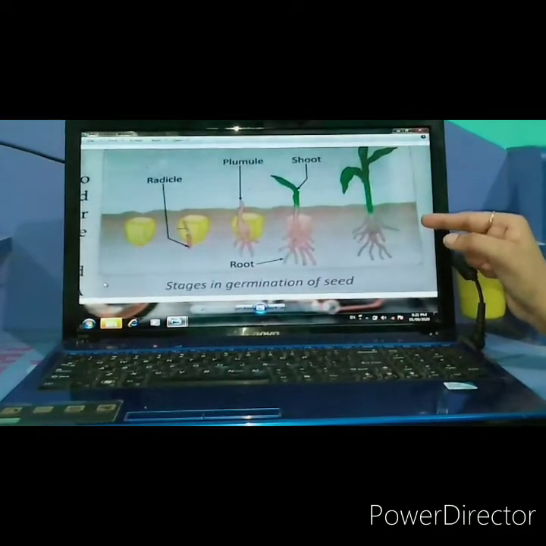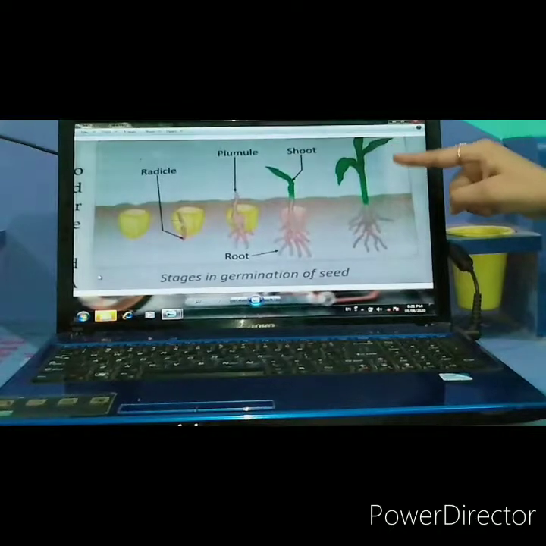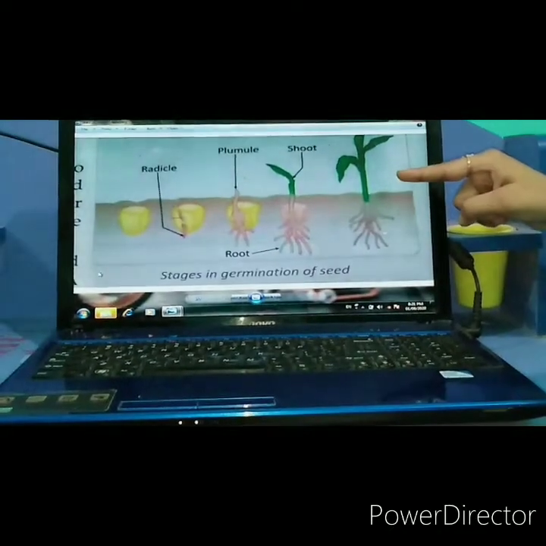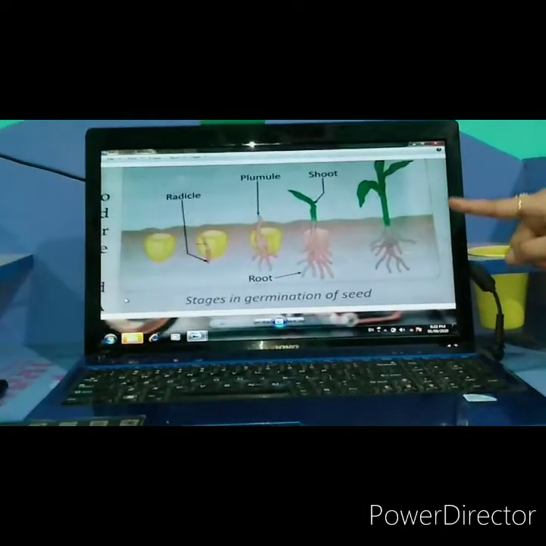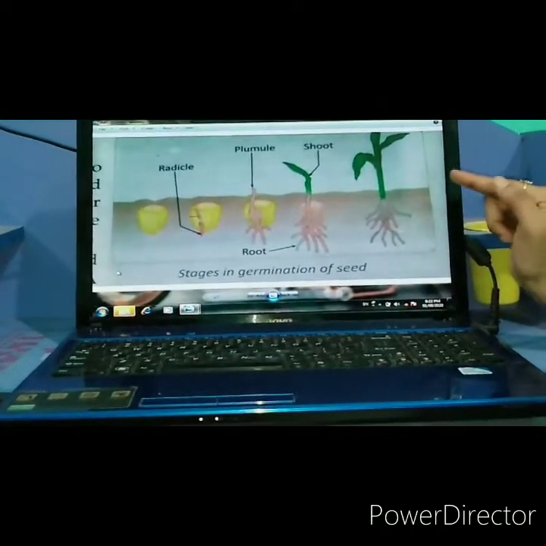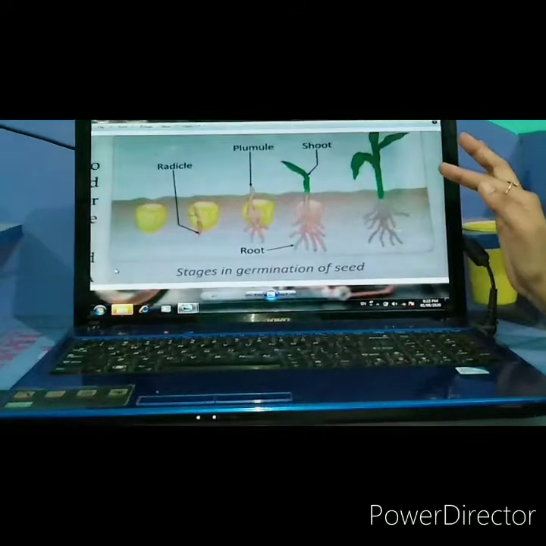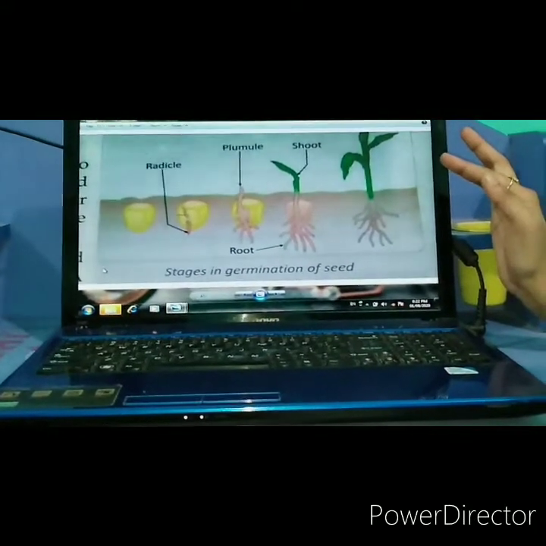When the first leaf develops, at that time plants will prepare their own food by themselves through the help of sunlight. It means by the process of photosynthesis.